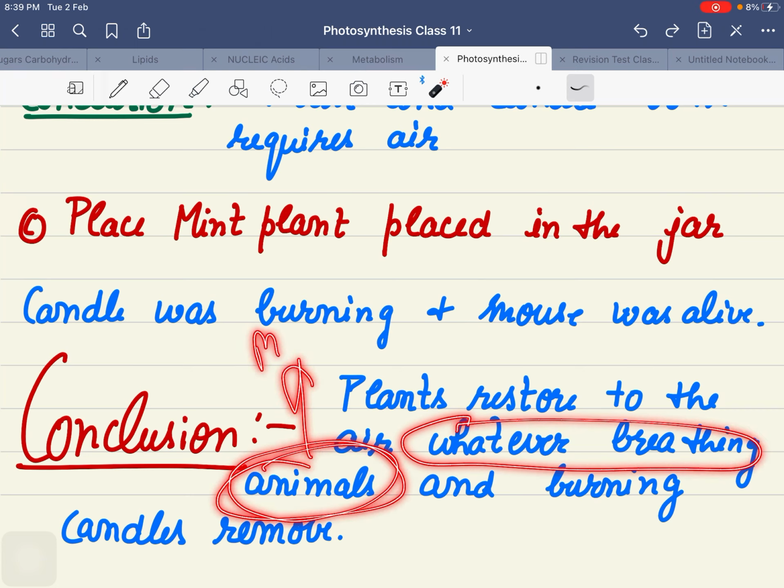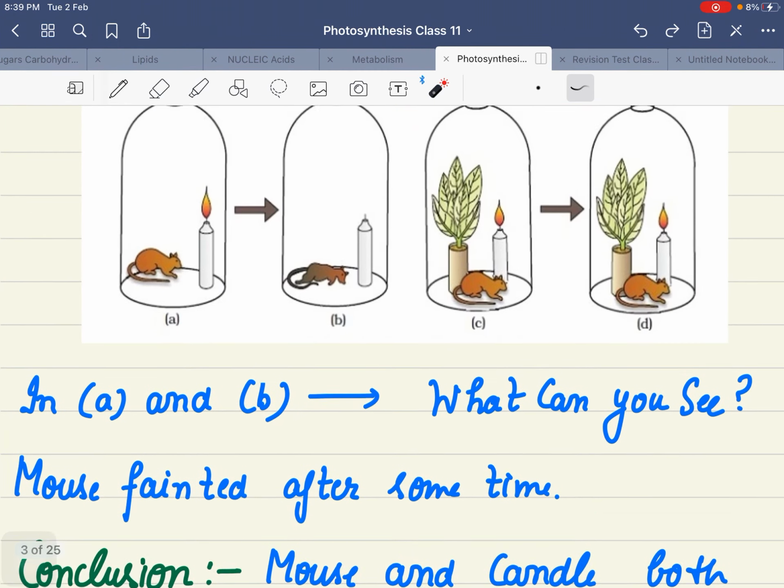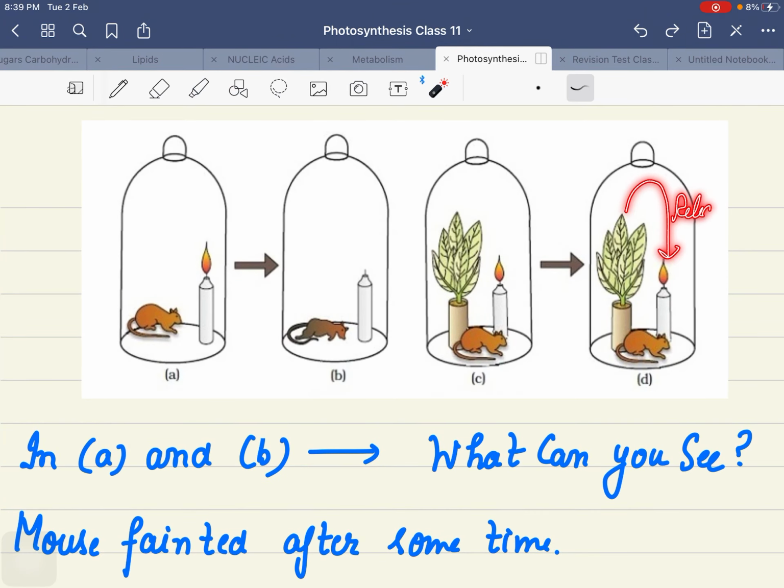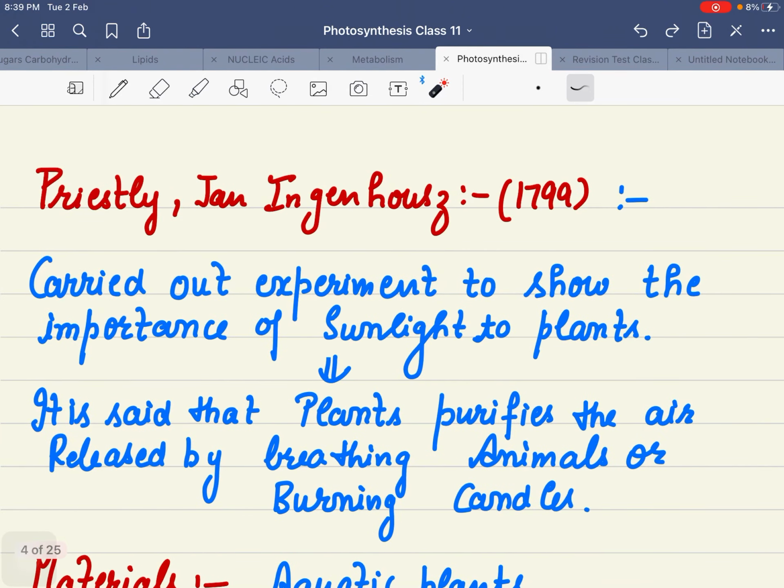Who was the animal? Mouse, as well as from the candle. So plants were using that air and they were releasing a gas, which was later on called oxygen. So Priestley did this experiment to show us that there is air restored by the plants, which is removed from the breathing of animal as well as from the candle.